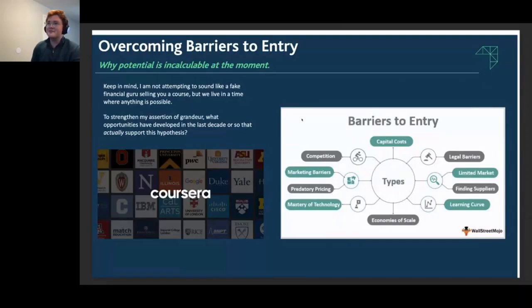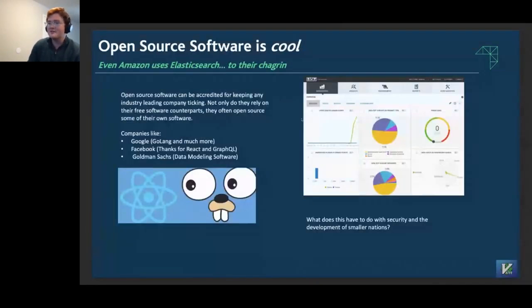Open source software could be credited for keeping any industry-leading company ticking. Not only do they rely on it, but they often open source a lot of their software. Google has even open sourced Golang, which is an incredible language. Couldn't recommend it enough. You have Facebook with React and GraphQL, which power a lot of our internet today. GraphQL, a lot of people don't know, was the entire bread and butter behind how they got their mobile app to work, because it was a complicated mess integrating their web frameworks and web technologies into some of their mobile tech.